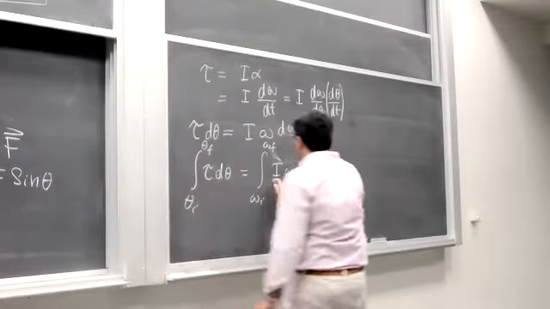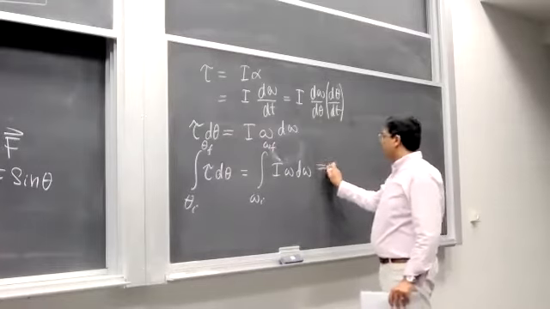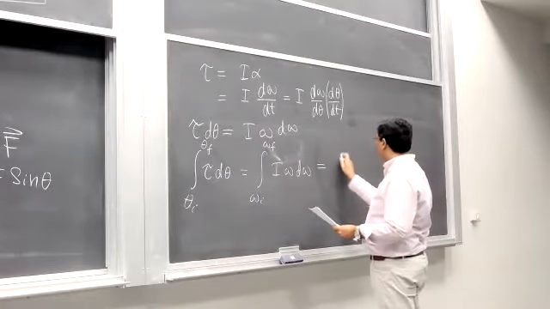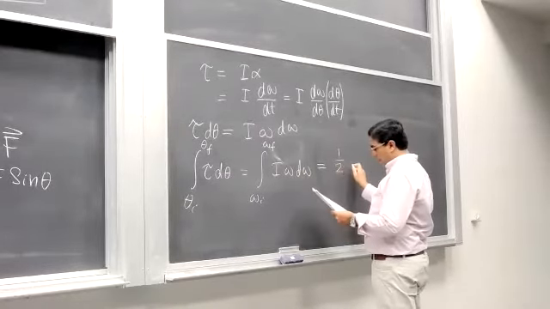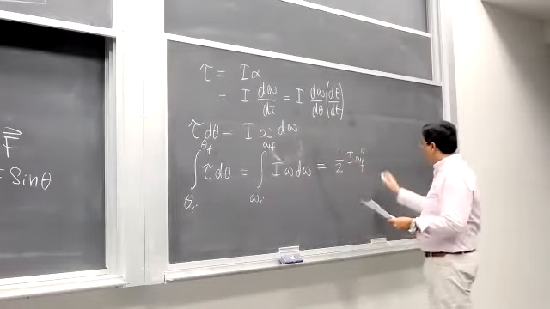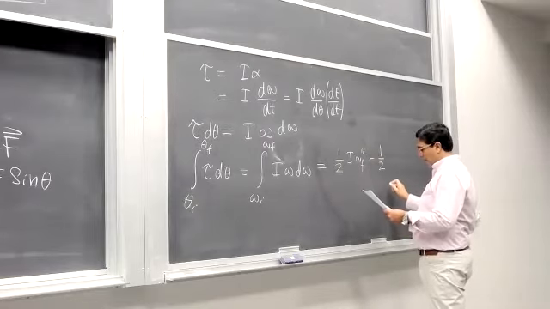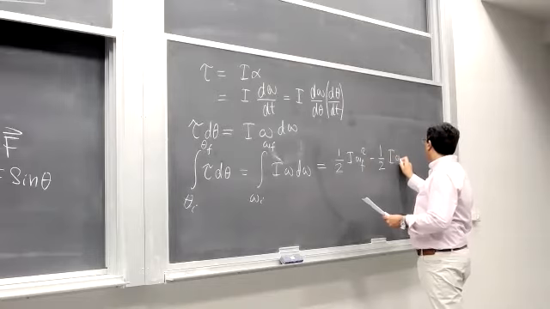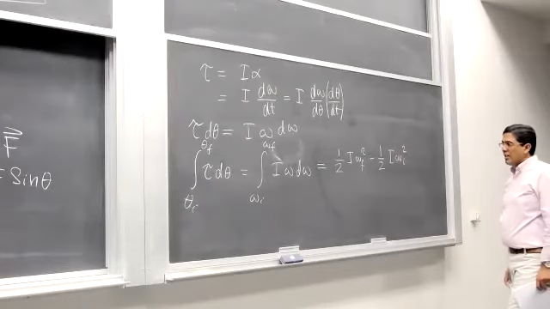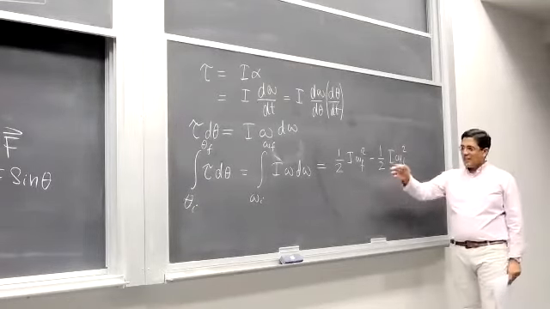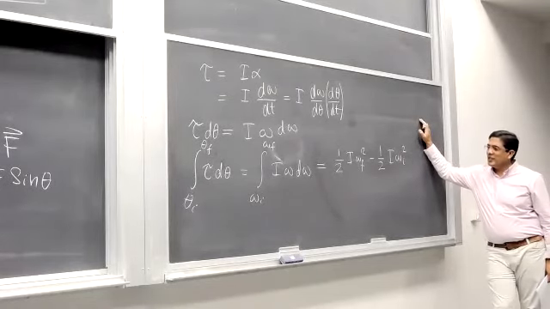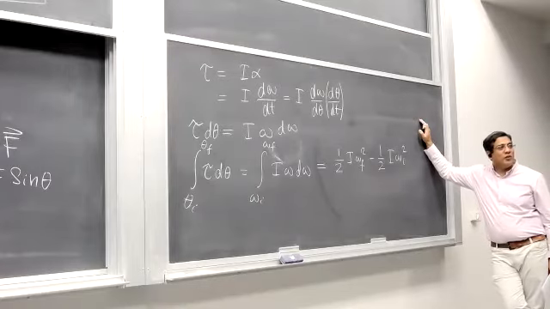Now, if you evaluate this integral here, I is a constant, you can take it outside, and the rest of the integration turns out to be half I omega f squared minus half I omega i squared. All right. So at least the right hand side of this equation looks familiar. Does it look similar to something that we know of?